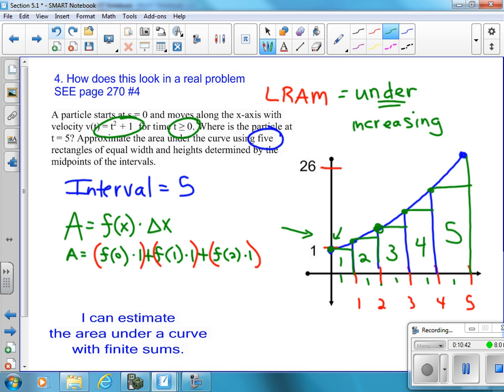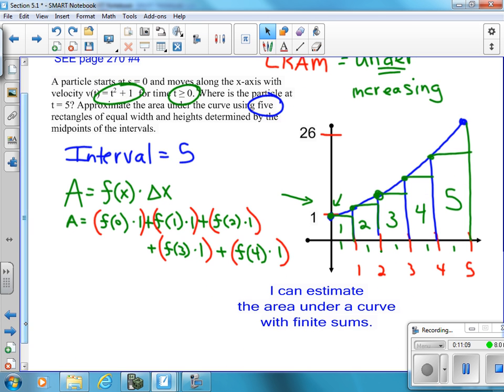The area of rectangle 4 is the function at 3 times 1. And the area of rectangle 5 is the function at 4 times 1. All right, this gives the height times the width of every single one of those 5 rectangles.